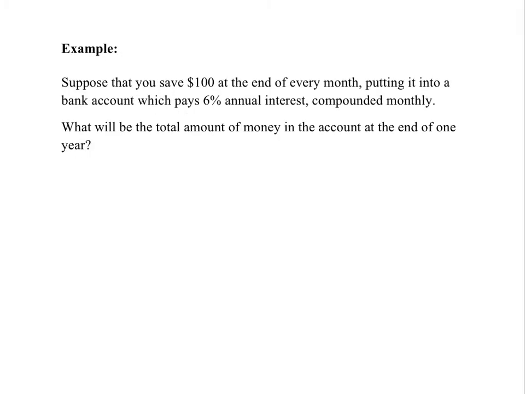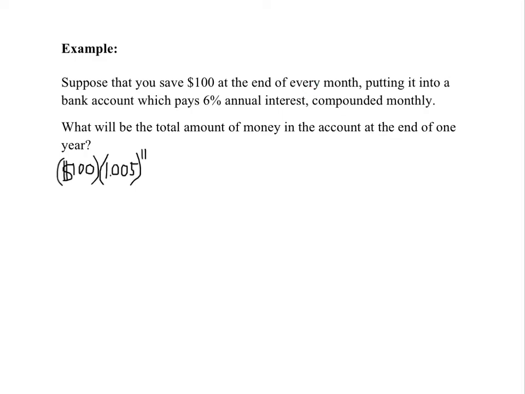Our first example again involves savings. Suppose that you save $100 at the end of every month, putting it into a bank account which pays 6% annual interest, compounded monthly. Right, so we have monthly payments and monthly compounding. We can ask, what will be the total amount of money in the account at the end of one full year? This is an annuity because we are making many payments, equal payments at regular intervals. So the same $100 is the amount every single month, and there are many such $100 payments. This really is an annuity.